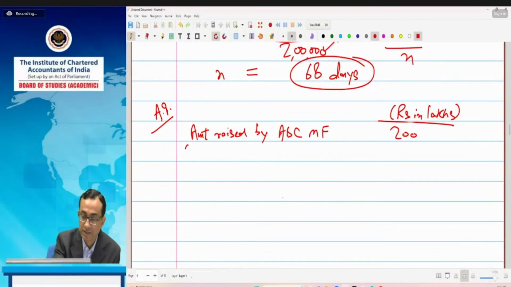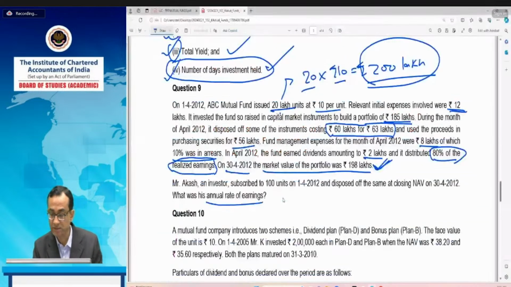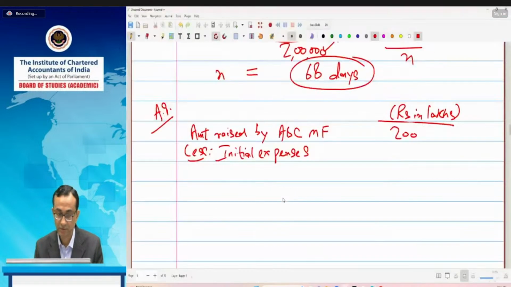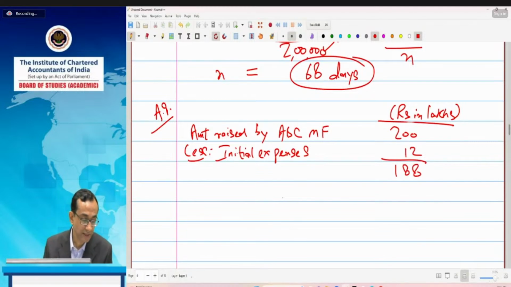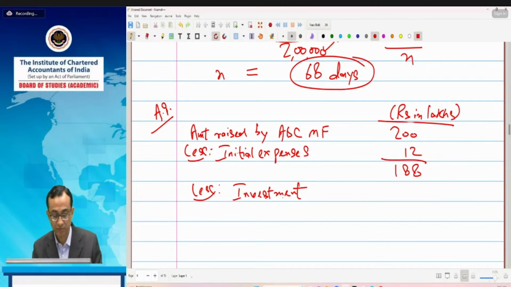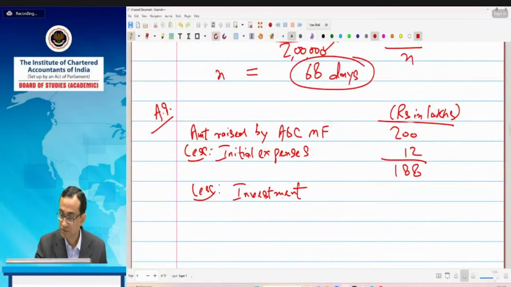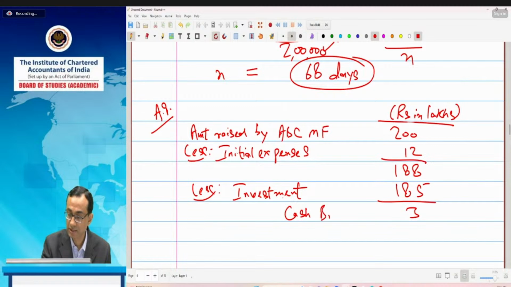Then we will deduct the initial expenses, which are given in the question itself. Initial expenses are 12 lakh, so it will be 188 lakh. Out of this 188 lakh, 185 lakh has been invested, as also given in the question. So what remains is 3 lakh, so 3 lakh will be the cash balance.